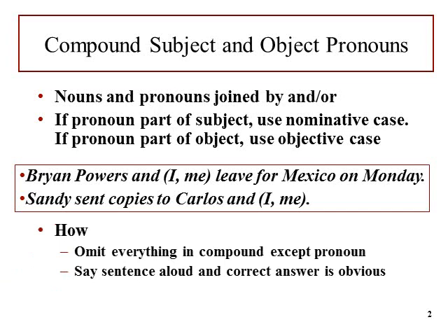Let's see if we can make that easier. What I like to do is omit everything in the compound except the pronoun, and then say the sentence aloud and see if it works. So for example, in this case, get rid of Brian Powers and just say, I leave for Mexico on Monday. Nice. And in this case, get rid of Carlos and just say, Sandy sent copies to, well, you wouldn't say I, you would say me. And that helps a lot when you have compound subject and object pronouns.